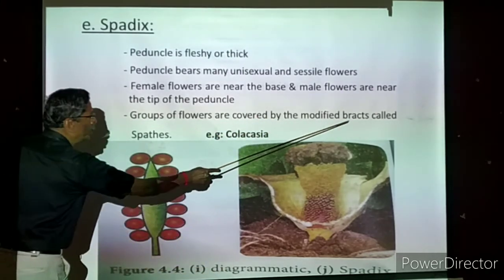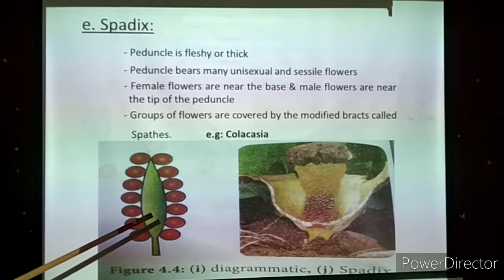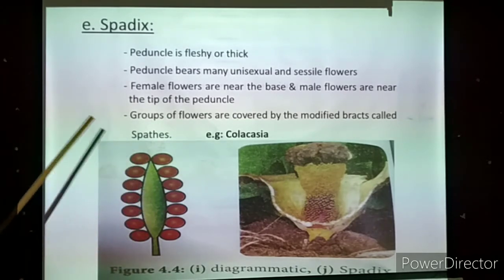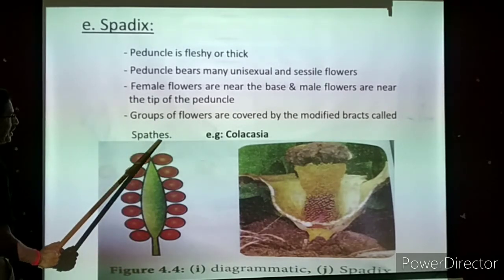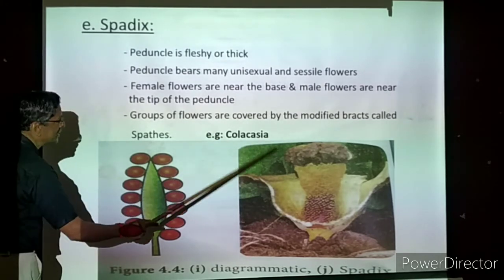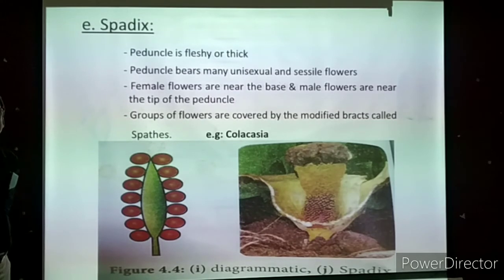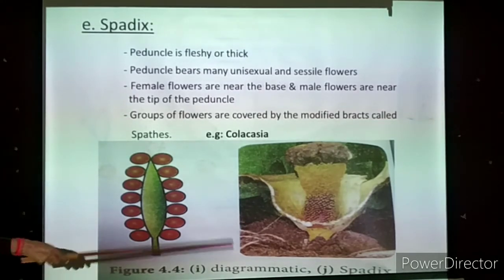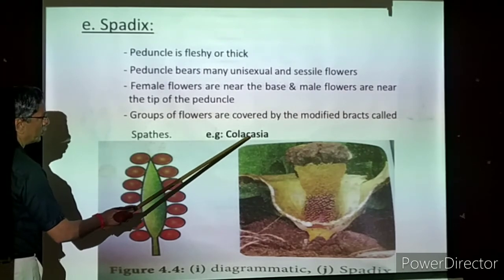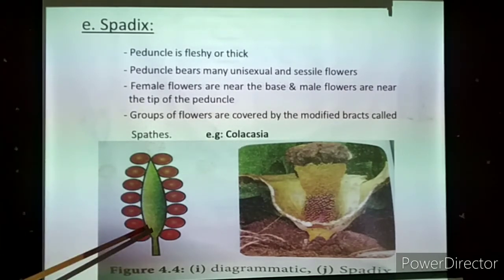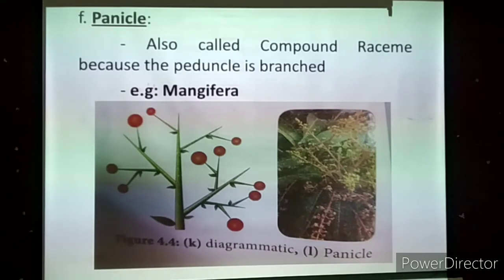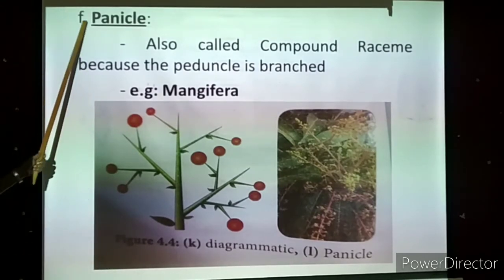Now bract you know very well, the leaf-like structure found at the base of the flower. So that is the spathe. Example, colocasia. Actually, it is an underground stem, but the flower will be present outside. Colocasia is a vegetable.